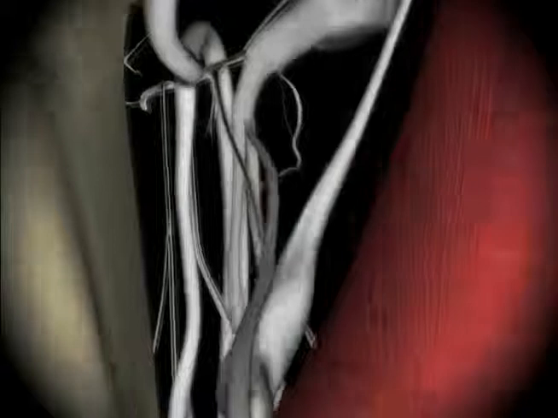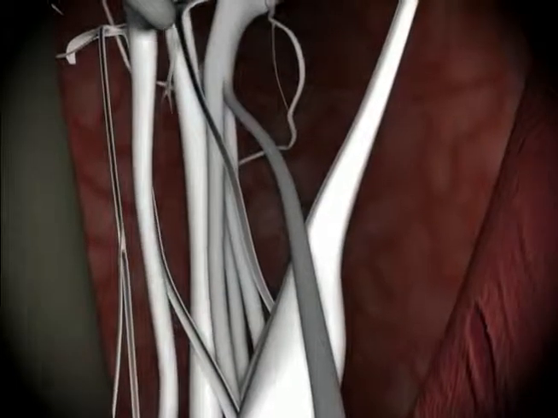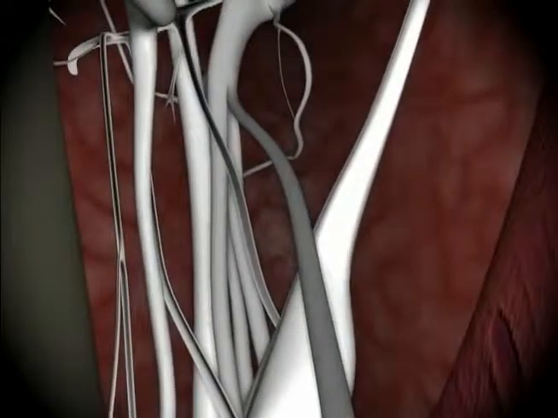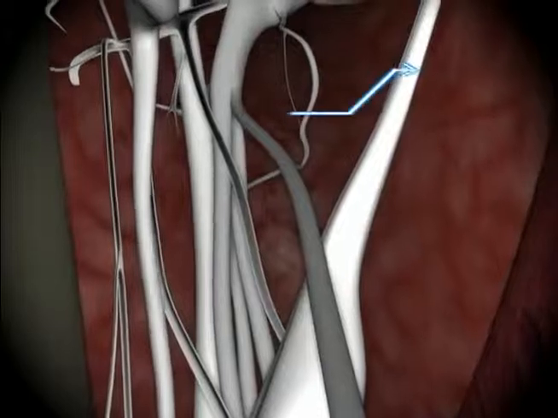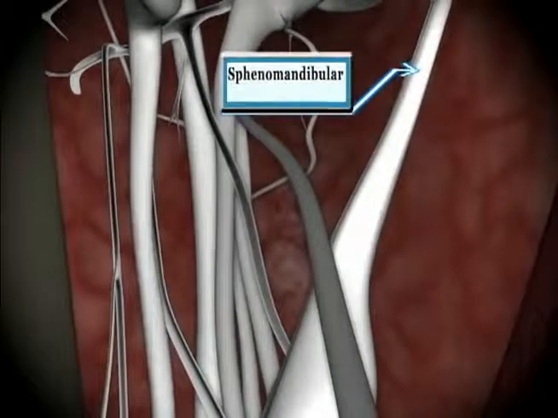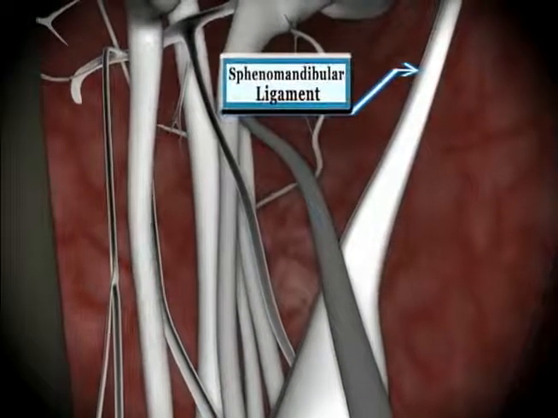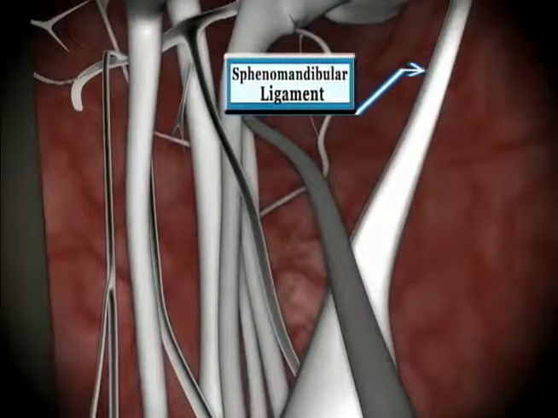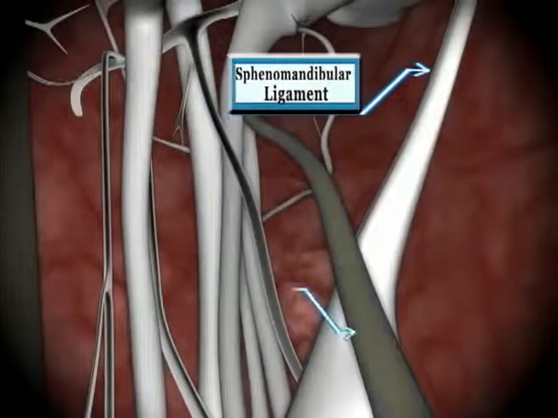Moving further in, we approach the sphenomandibular ligament, which should be to our right, or medial. We don't want to be lateral to the ligament, which could prevent diffusion of the anesthetic into our target, the inferior alveolar nerve.